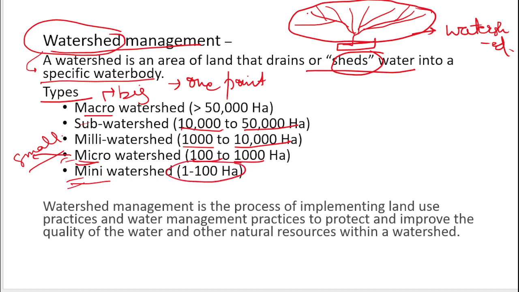So these are the types of watersheds. Now what is watershed management? Managing of this watershed, the managing practices which we need to manage this watershed is what watershed management is.